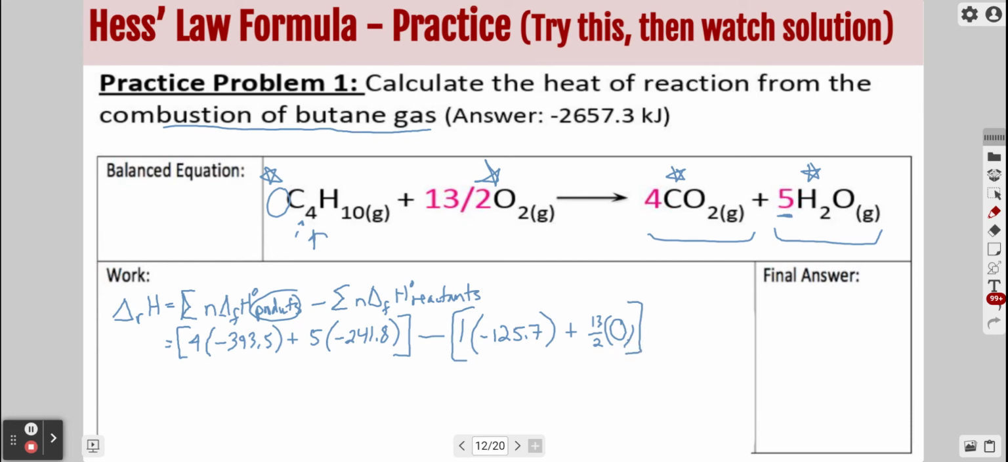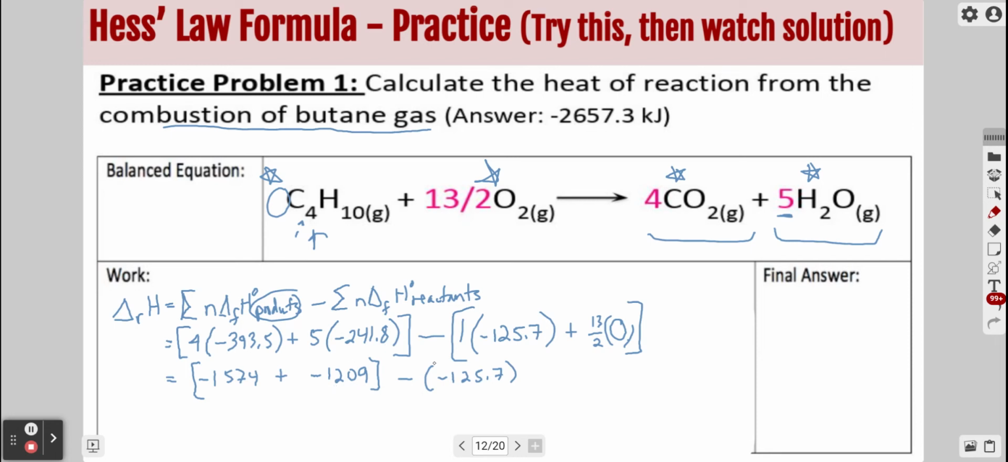All right, let's do some math. I'm going to pause for a second while I do the math, and you pause and do some math here. All right, so 4 times negative 393.5 gives us negative 1,574. And then we're going to add that to 5 times negative 241.8, which gives us negative 1,209.